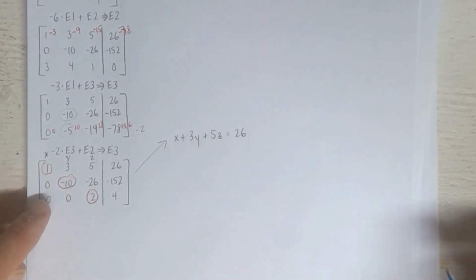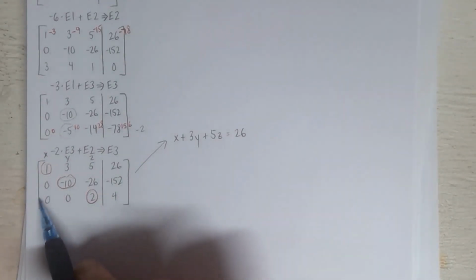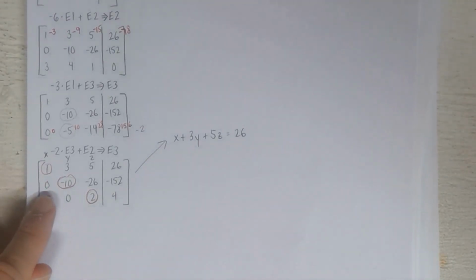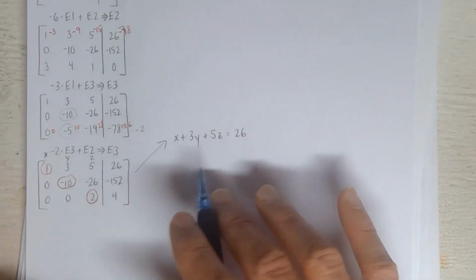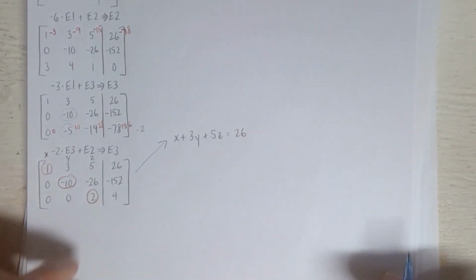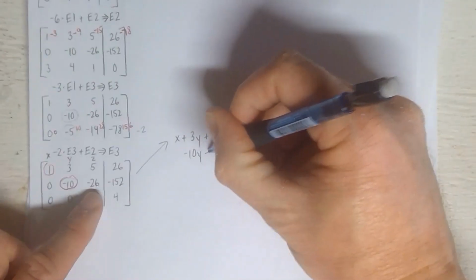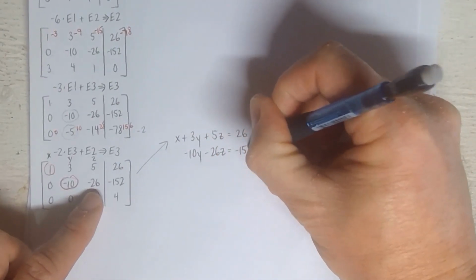The next one, though, notice that we start to see some zeros here. What do the zeros mean? It means when you put it back into equation form, you don't need to write that. It'd be like saying 0x minus 10y. Well, 0 times x is 0, and so it'd be just like you were adding 0. So don't write the zeros when you put the variables back into the problem. Just say this, negative 10y minus 26z is equal to negative 152.